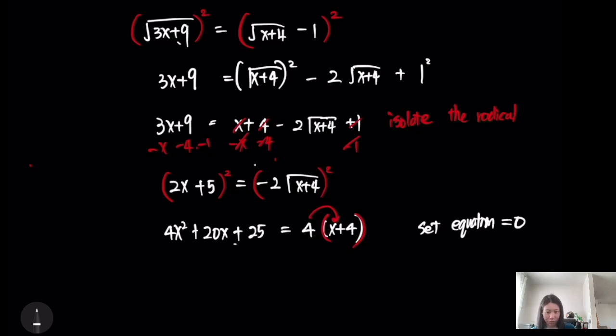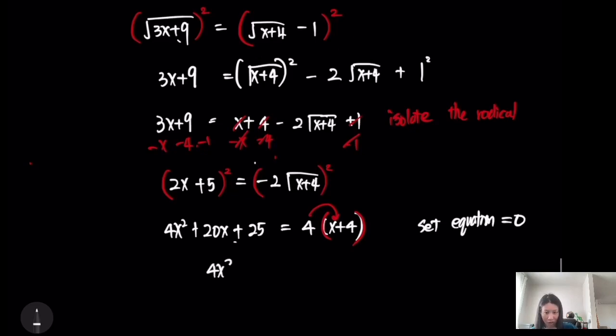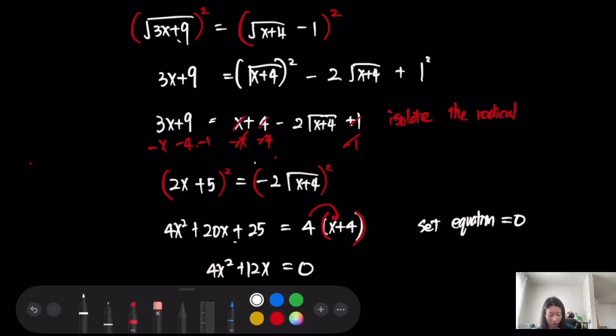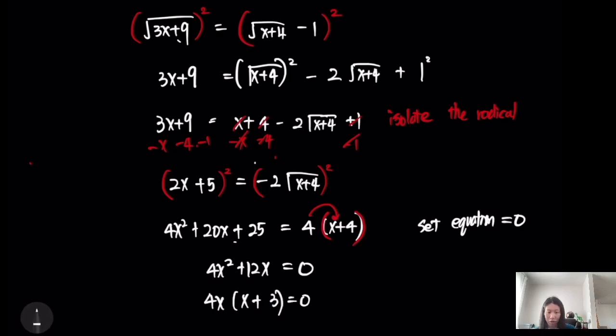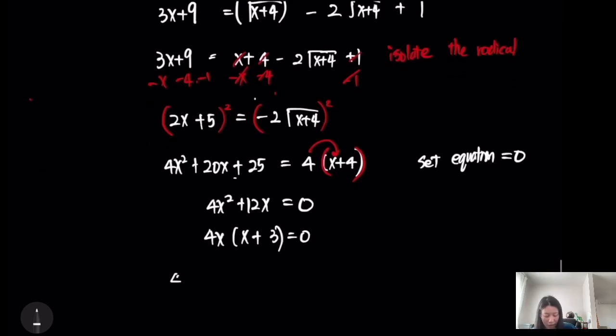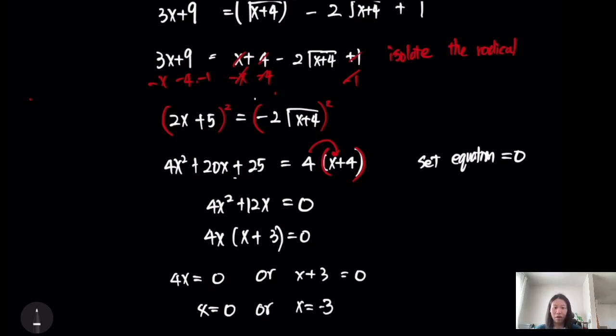When we set this equal to 0, I will end up with 4x squared plus 12x equals 0. You can factor it by factoring out 4x, giving 4x times x plus 3. By the zero product rule, we will get either 4x equals 0 or x plus 3 equals 0. Then x is either equal to 0 or x equals negative 3. So that's it for this chapter.